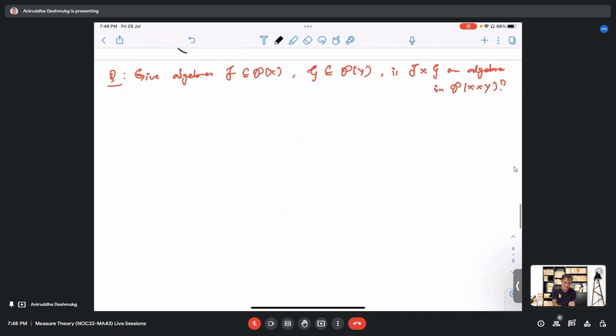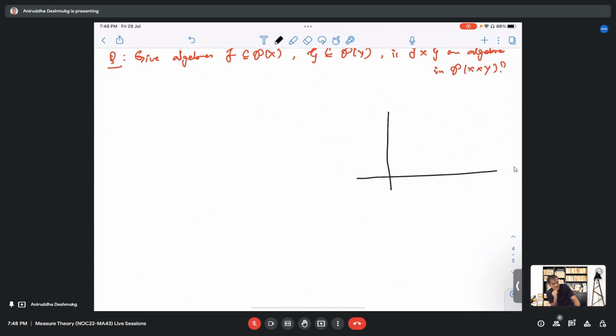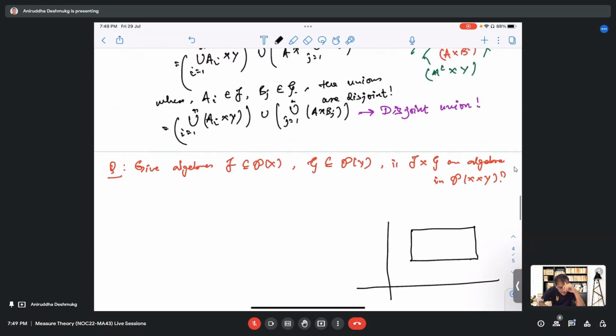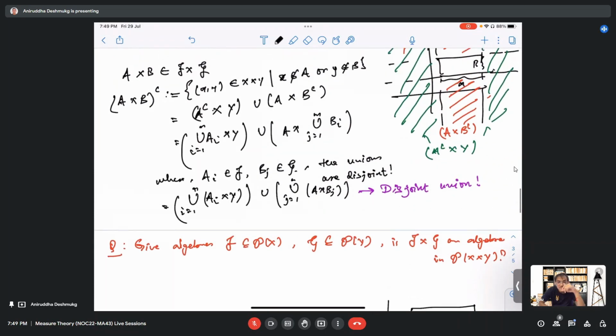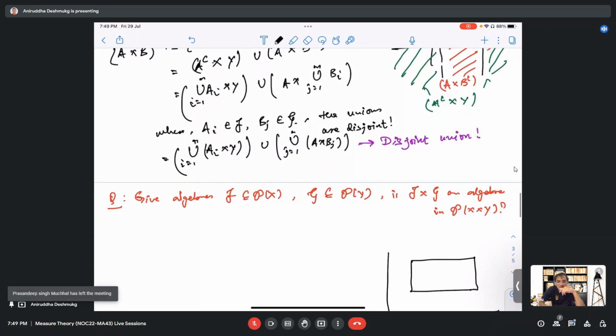Okay, let us look at this. Let us look at the diagram I made above. So this rectangle, if I take the complement, it is not going to give us another rectangle, right? The complement of a rectangle is not a rectangle. And is the set of all rectangles an algebra? Have we seen that? No, I think not. Yeah, it is a semi-algebra, but not an algebra, right?